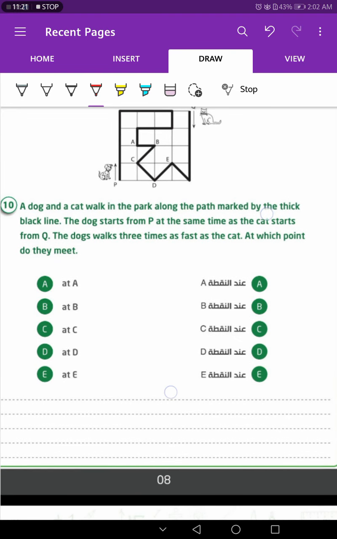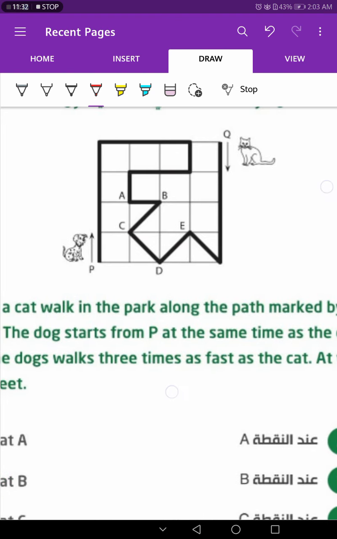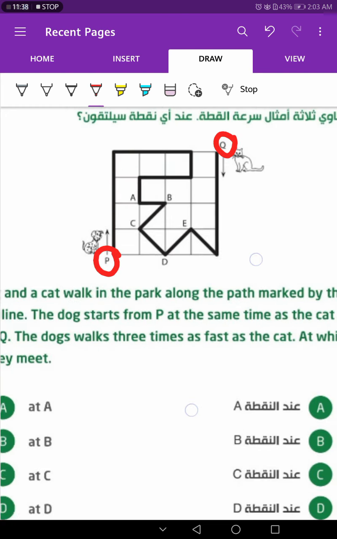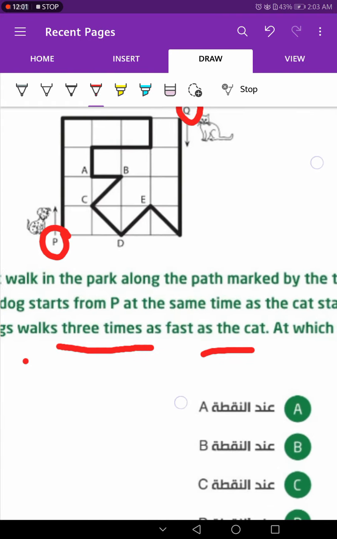Now this is a beautiful question, really. A dog and a cat walk in the park along the path marked by the thick black line. The dog starts from P, and this is Q, at the same time as the cat starts from Q. What is the condition here? The dog walks 3 times as fast as the cat. Yes, as you know, the dog is faster. At which point do they meet?